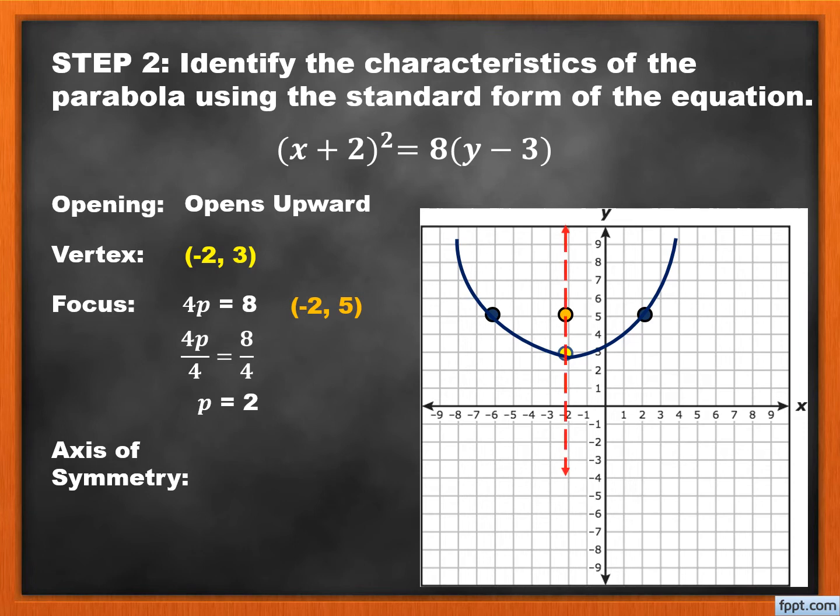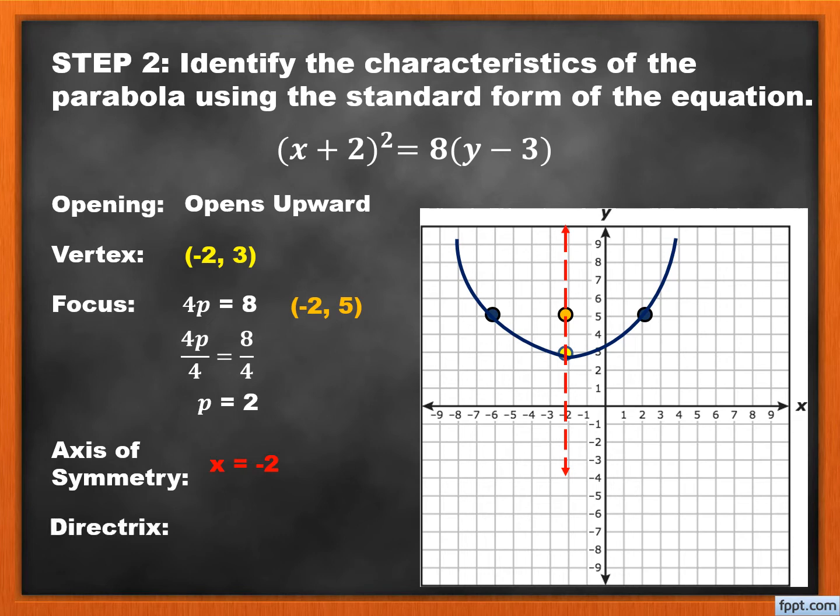How about the axis of symmetry? The axis of symmetry is the line which passes through your vertex and your focus. In this case, it is a vertical line, and remember, a vertical line is always in terms of x. So we simply identify the value of x on the x-axis where the line passes through. In this case, it passes through x equals -2. Or simply identify the abscissa of your vertex.